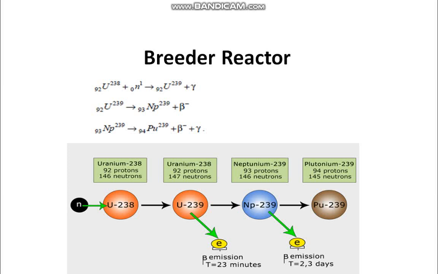Here is how it works. The uranium-235 core is surrounded by a layer of uranium-238. As uranium-235 undergoes fission, it releases neutrons. These neutrons convert uranium-238 to plutonium-239. That is, the reactor breeds fuel, plutonium-239, as it operates. Thus, a breeder reactor is a nuclear reactor that breeds nuclear fuel.